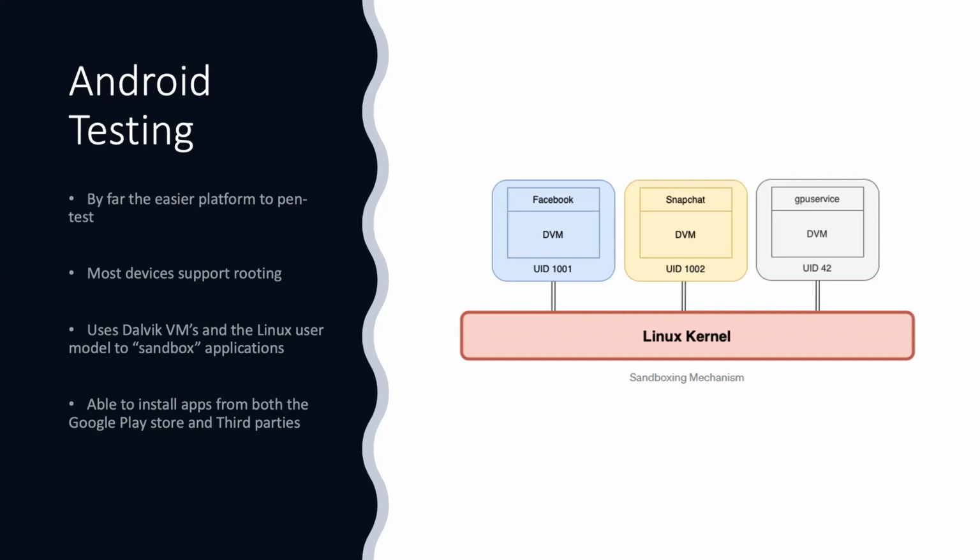Also, most devices support rooting, and rooting is a really important aspect of pen testing, especially for an Android app, because that allows you to do some more things and take a closer look at the file system of the device you're on, and what if anything that application is doing when it's interacting with the file system.